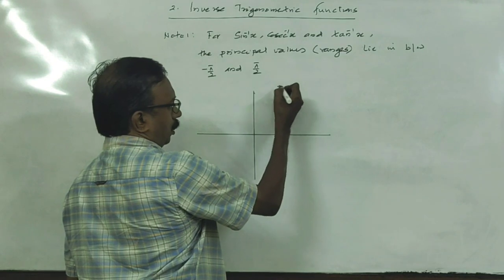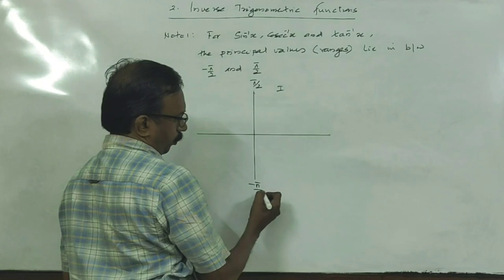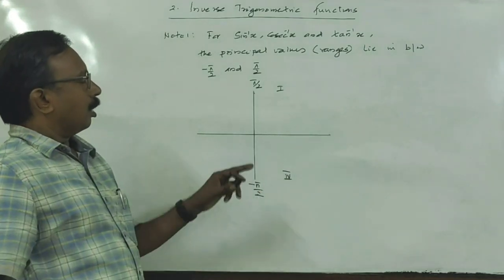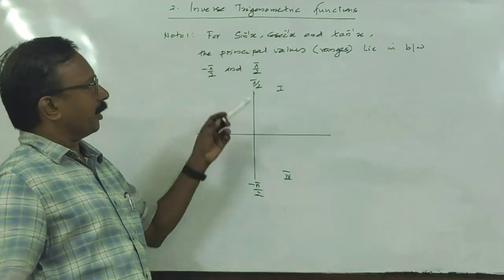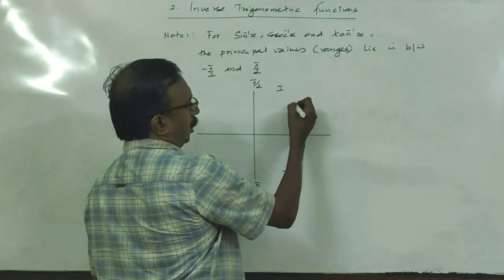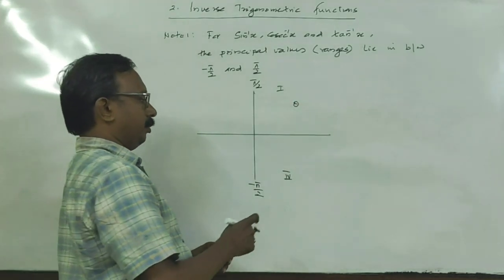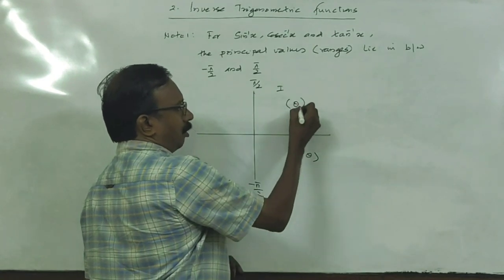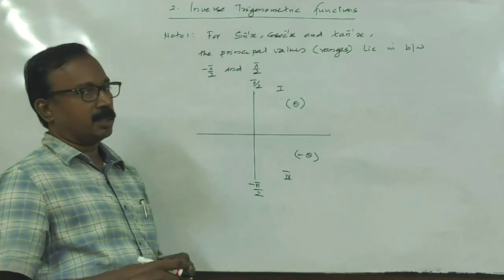This is the first quadrant, pi by 2, this is minus pi by 2, first quadrant and fourth quadrant. Then for sine inverse x, cosec inverse x and tan inverse x, if x is positive, then it is theta, and if x is negative, then it is minus theta. These are the principal values of sine inverse x, cosec inverse x and tan inverse x.